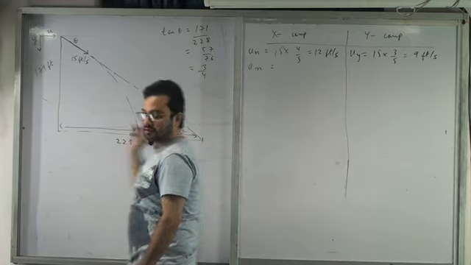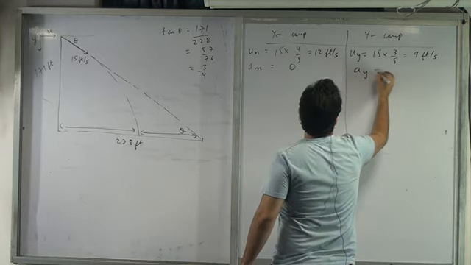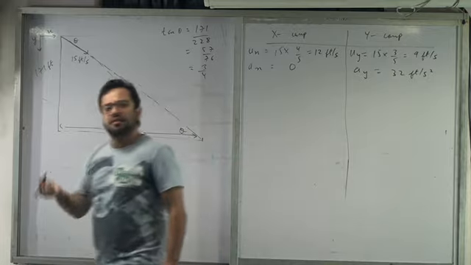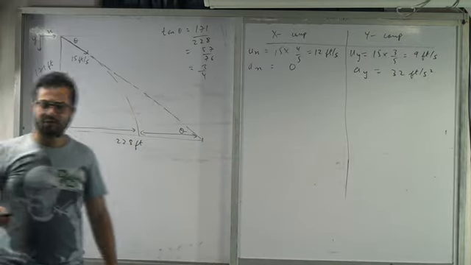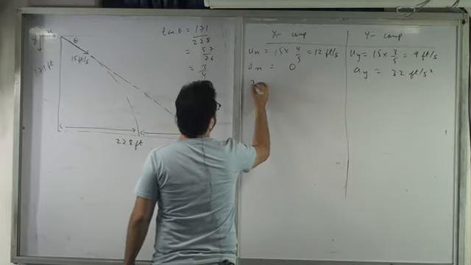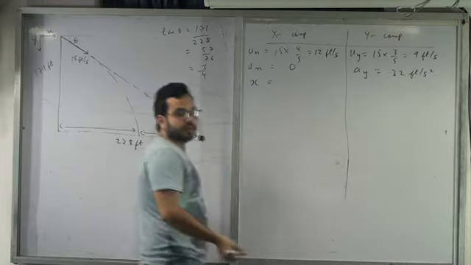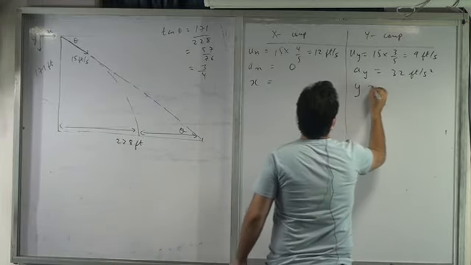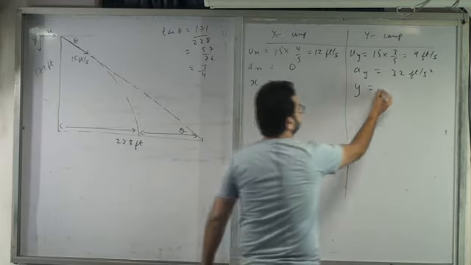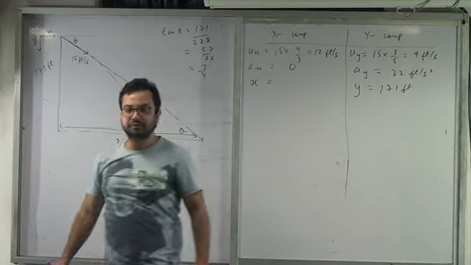Ax, excellent. Ay, 32 feet per second square. Everything is in feet per second, let's use feet per second square. Alright. X displacement, do we know? We don't know. That is what we need to find out. Do we know the y displacement? 171 feet. Okay. Using this, what can I calculate?